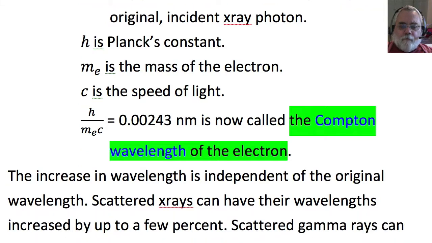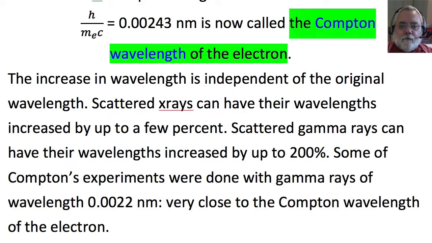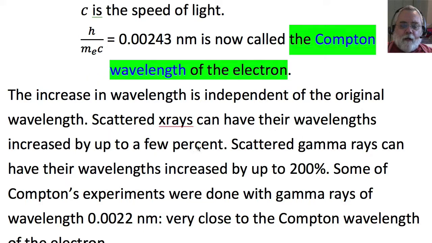The increase in the wavelength from incident photon to scattered photon is independent of the original wavelength. Scattered X-rays can have their wavelengths increased by a few percent because their wavelengths are larger than this number. Scattered gamma rays can have their wavelengths increased by up to 200% because some gamma rays have wavelengths comparable to this number. So this difference is big, comparable to or big for some gamma ray photons.